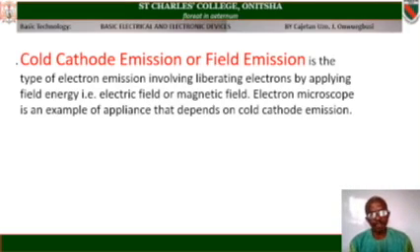Cold cathode emission or field emission. Cold cathode emission is also called field emission. It is a type of electron emission which involves liberating electrons by applying field energy, that is, electric field or magnetic field. Electron microscope is an example of an appliance that depends on cold cathode emission.